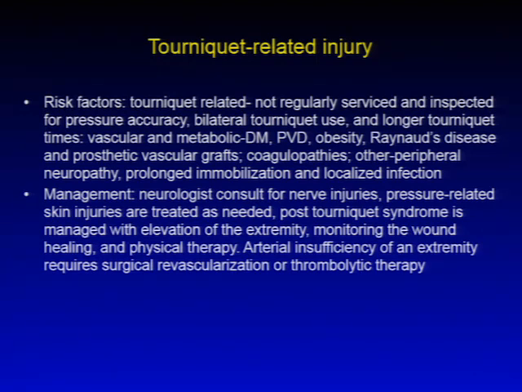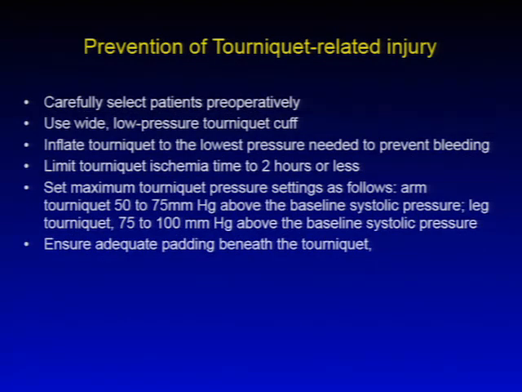In terms of management, a neurologist consult for nerve injury should be done. Pressure-related skin injury is treated as needed. Post-tourniquet syndrome is managed with elevation of extremities, monitoring the wound healing, and physical therapy. Arterial insufficiency of extremity requires surgical revascularization or thrombolytic therapy.